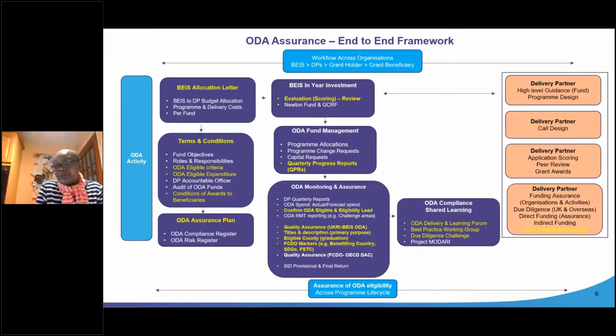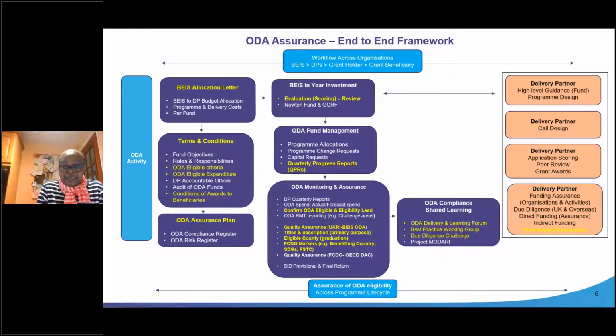In addition, just as we have a number of forums, projects that link to ODA compliance. That's the Delivery and Learning Forum, where BEIS gets together with the delivery partners to talk about issues and challenges around ODA policy and reporting, monitoring and reporting. As well as, you'll hopefully hear a little bit about that later, things like the cross-delivery partner due diligence, post-award processes, which are also in review and in development.